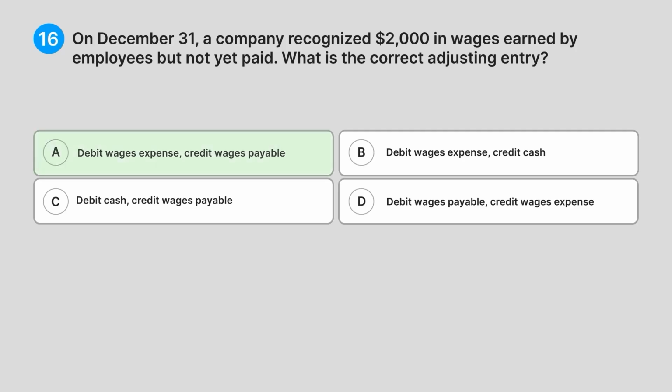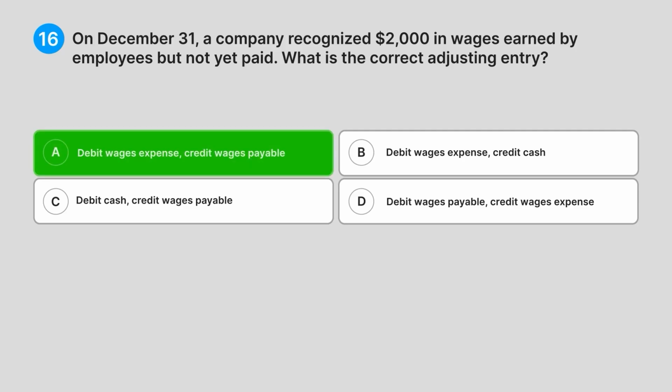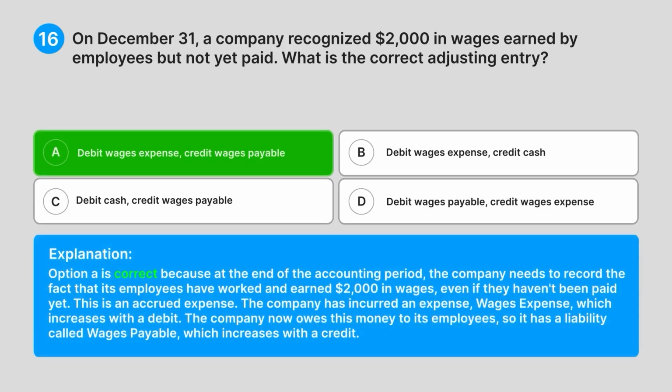Correct answer, A. Debit wages expense, credit wages payable. Explanation. Option A is correct because at the end of the accounting period, the company needs to record the fact that its employees have worked and earned $2,000 in wages, even if they haven't been paid yet. This is an accrued expense.